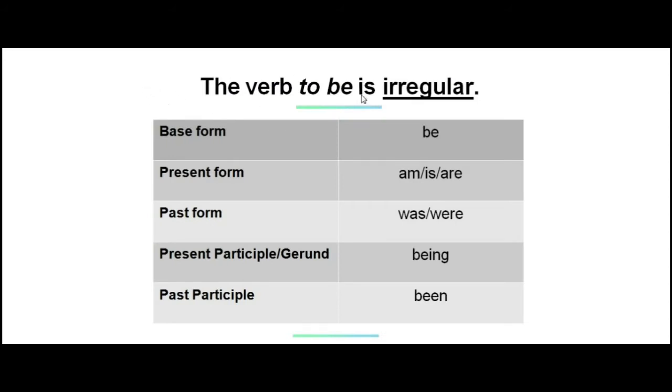Remember that the verb to be is irregular. Have a look at the table below. Now the base form of the verb to be is be. The present form, am, is, or are. Past form, was or were. Present participle or gerund, being. Past participle, been.